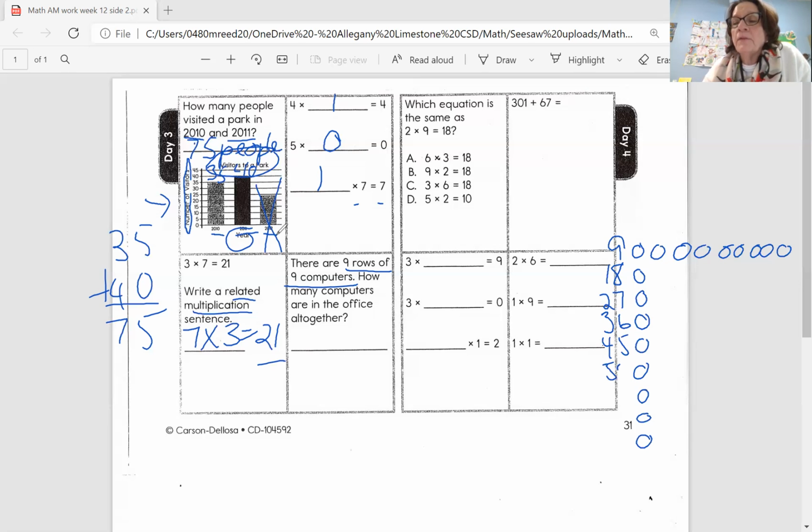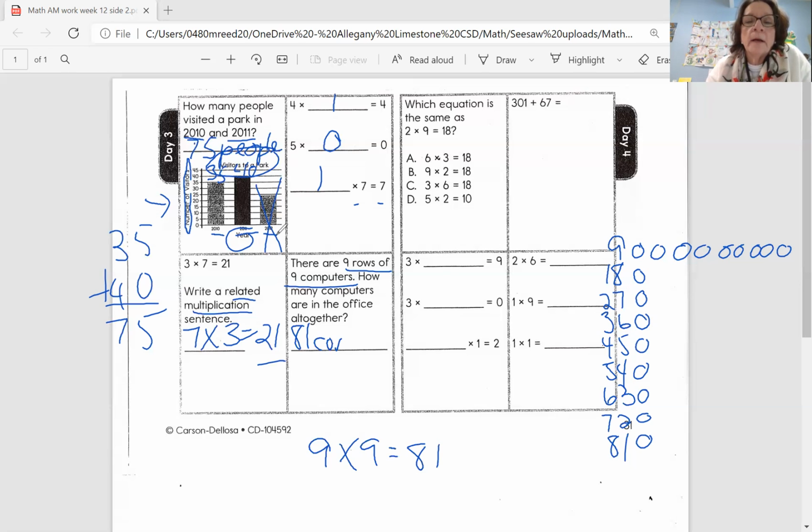After 36 would be 45. After 45 would be 54. After 54 would be 63. After 63 would be 72. And my last number would be 81. All right. My number sentence that I would write for that would be 9 times 9 equals 81. So how many computers are in the office altogether? We would have 81 computers. And if you write this number sentence, you wouldn't have to draw the picture if you knew that was the number sentence to write. It just involves skip counting by 9 times.